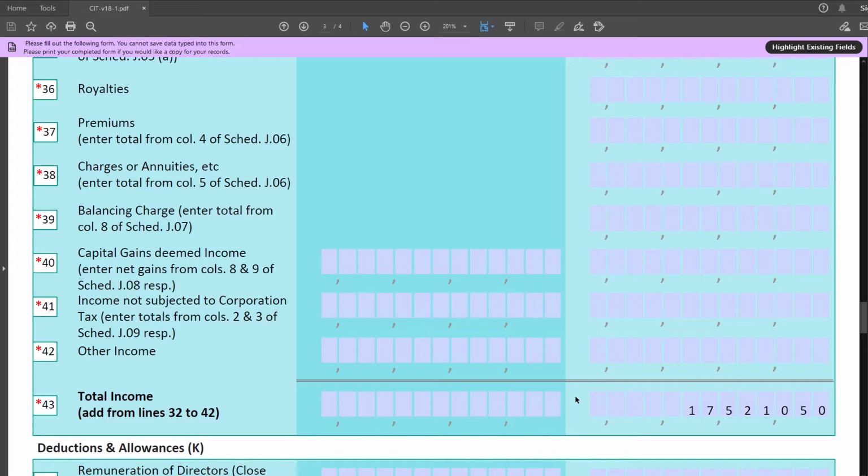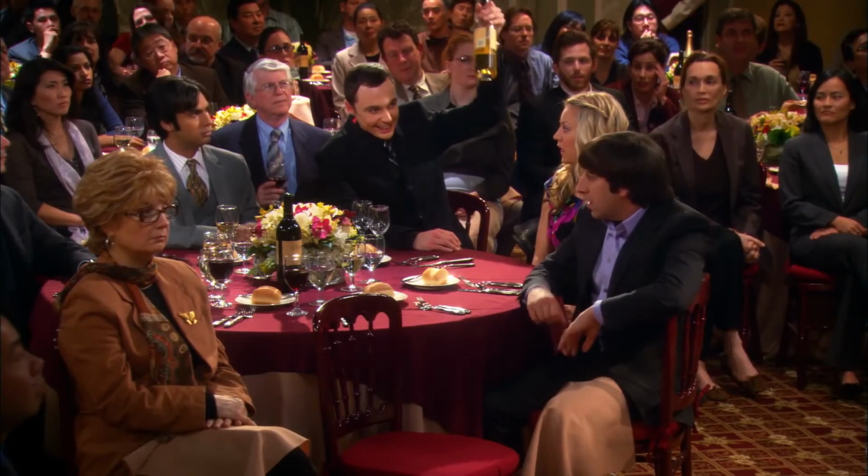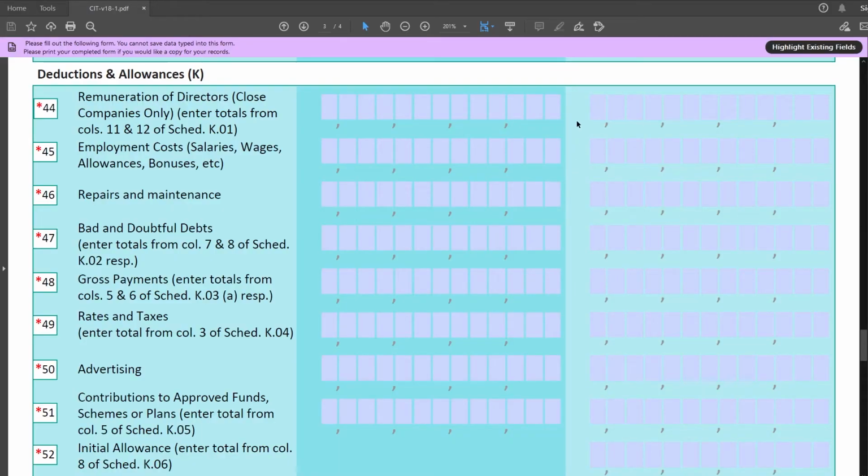We're almost through. I'm ready! Right. Section K relates to deductions and allowances.